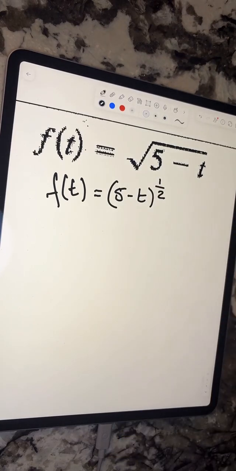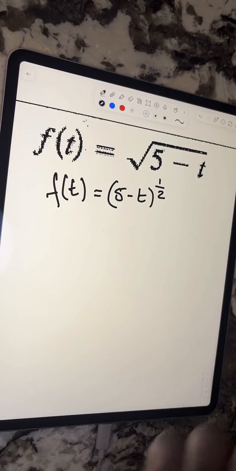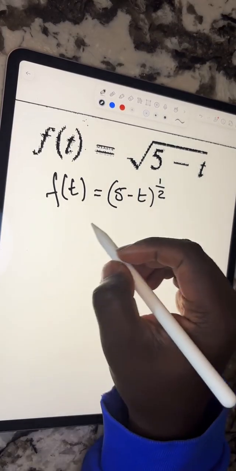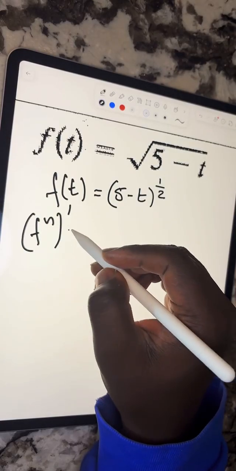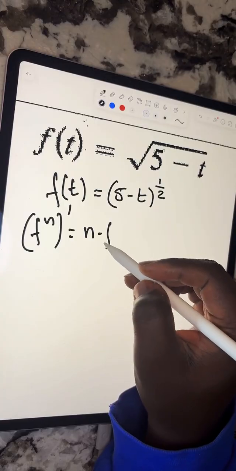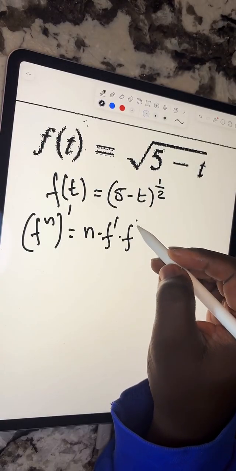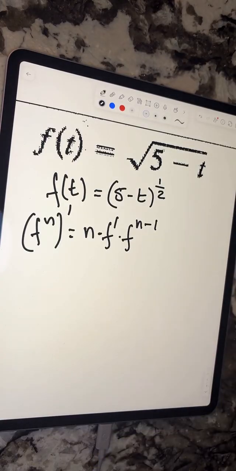Do you guys agree with me so far? Okay, so now all I have to do is use the formula. Let me remind you of the formula. F to the power of n prime is equal to n times f prime times f to the power of n minus 1. Because that's square root, 1/2.